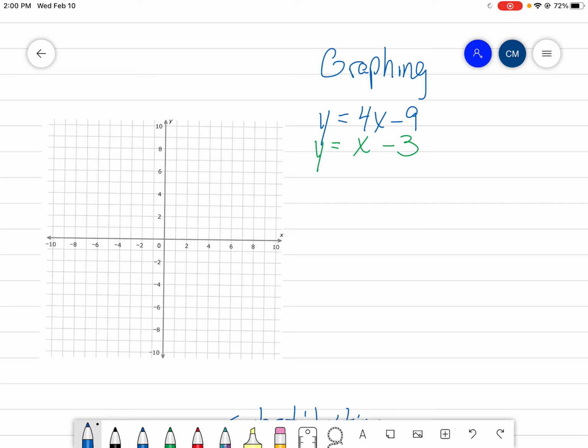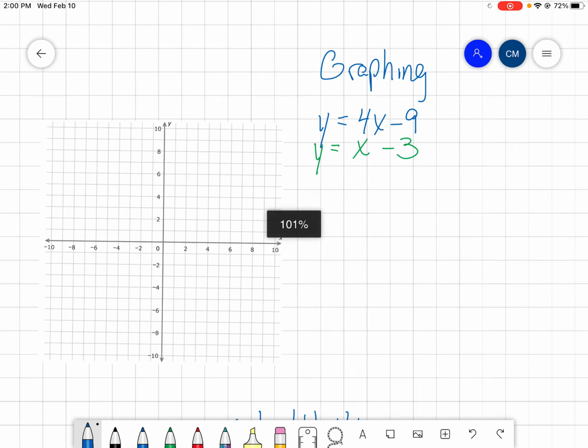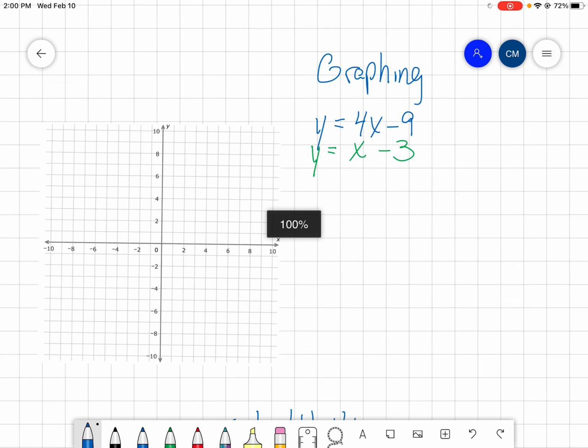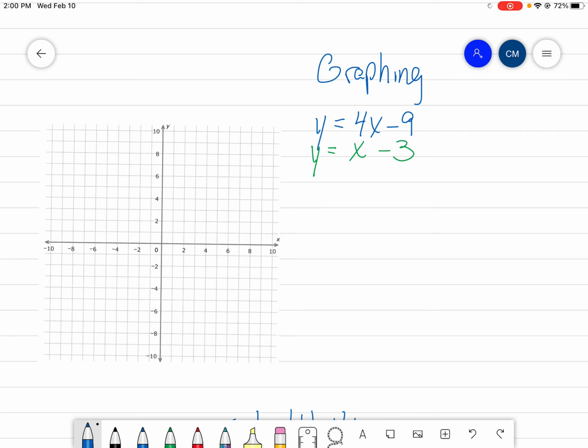Hey guys, this is your review on all the methods that we've talked about so far in class on solving systems. The first method that we learned was graphing. You can see here I have two equations, y equals 4x minus 9 and y equals x minus 3. I'm going to graph each of those equations separately.